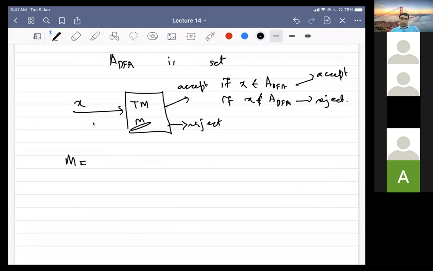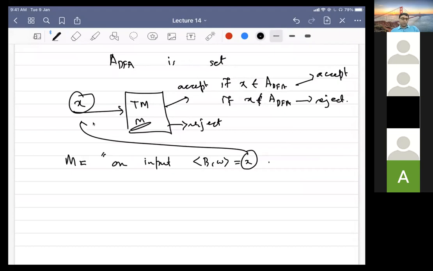So the proof is that this Turing machine M will receive some input X, but whatever this input X is, it must be an encoding of two things. So M must receive BW. We say that M is a Turing machine which, on input BW, where BW is the same X that we have here, will carry out the following. Step number one: since we are talking about regular languages and DFAs, if a language is accepted by a DFA, we can always construct a decidable Turing machine for that.